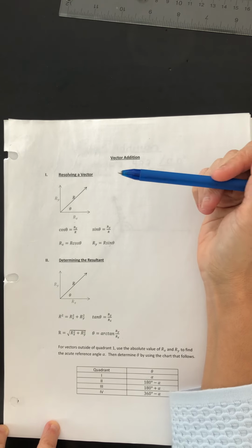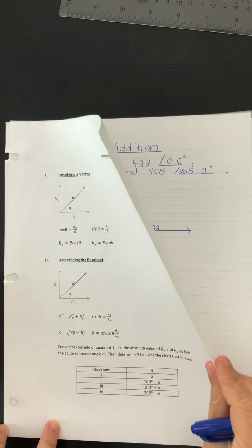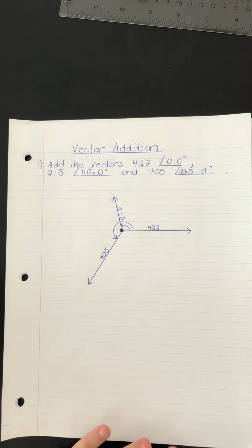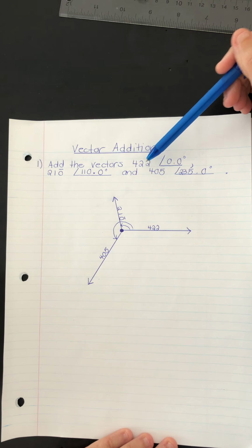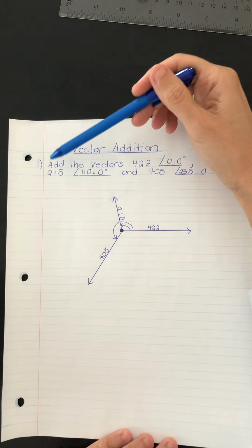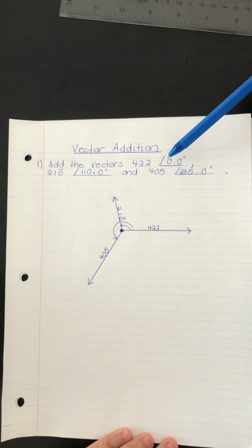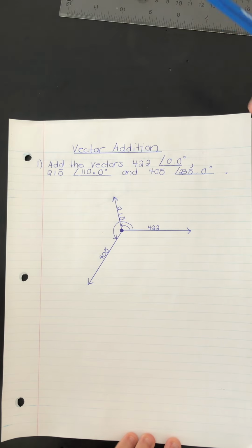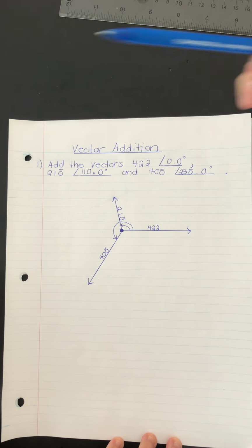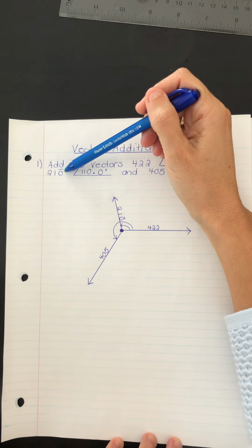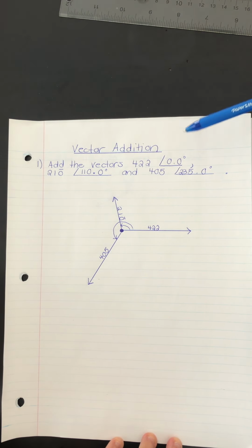So let's get started with a first example. So it says, add the vectors. We have 422 at 0 degrees, 210 at 110 degrees, and 405 at 235 degrees. Each side length has been written with 3 significant digits. That's why we have this little bar over the 0 here. And each angle with 1 decimal place.